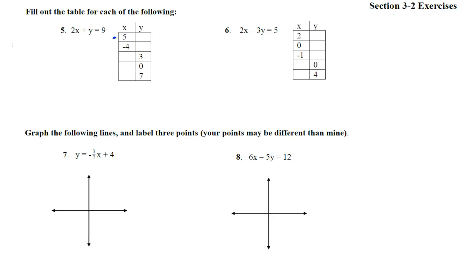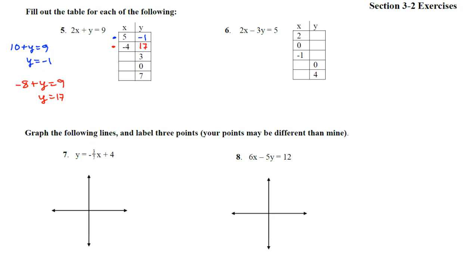So we have 2 times 5 is 10 plus y equals 9. Subtract 10 and we get y equals -1. That is the partner and that will be the point, 5, -1. Okay, what's the next one here? -4 in for x. If we stick -4 in there, we get -8 plus y equals 9. Add 8 to both sides and we get y equals 17. There we go.